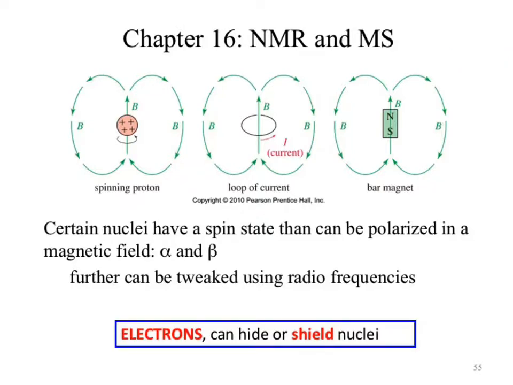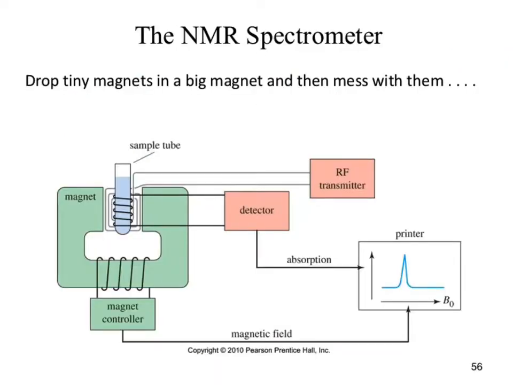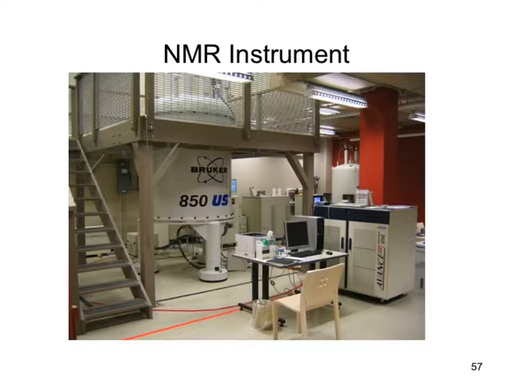Okay? So there's our electrons hiding it. A rough idea of your spectrometer. We have a magnet. We drop our sample in. Okay? We have to use an RF transmitter. We use radio frequencies to mess with the magnets. That's actually how we're detecting the hydrogens. Okay? That then comes out and prints out into a signal. Okay? That looks relatively simple, so let's take a look at a real instrument.